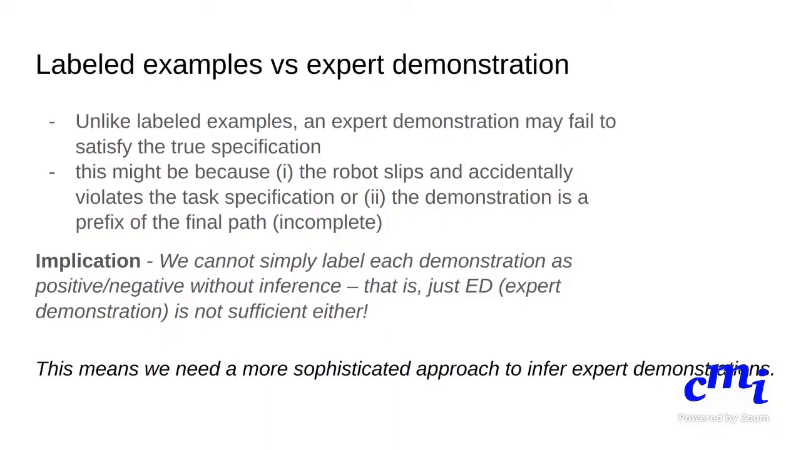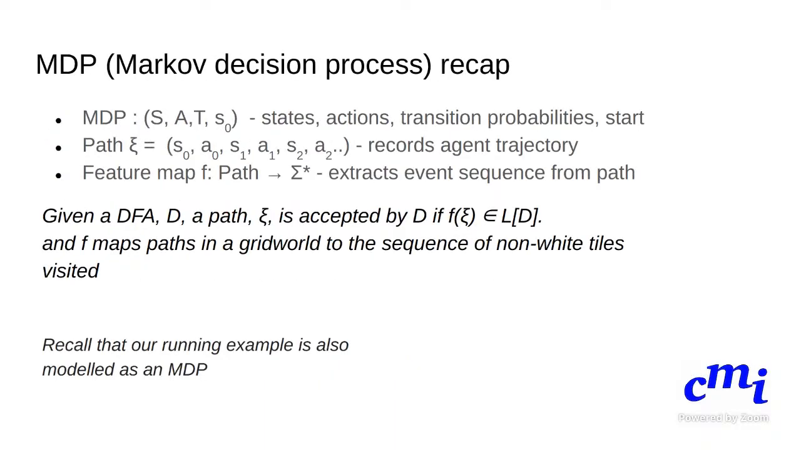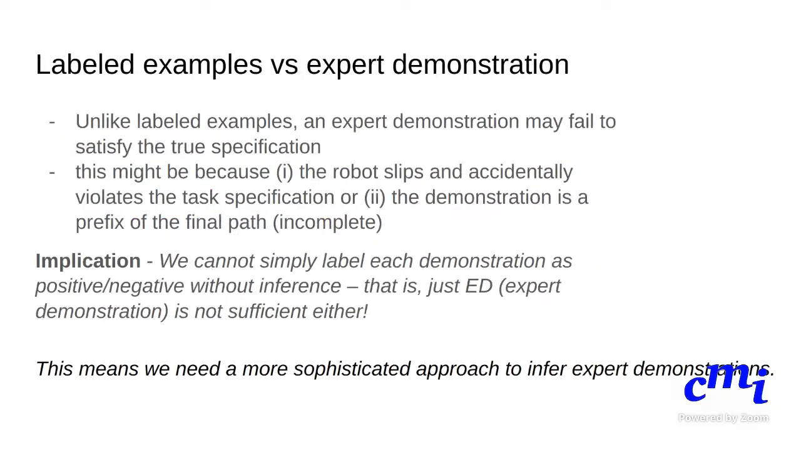I just have one question here. When talking about the difference between labeled examples and expert demonstration, there was an MDP and there was a feature map, right? Is it correct to say that an expert demonstration is going to be a path in the MDP, whereas a labeled example is just a sequence of feature map outputs?